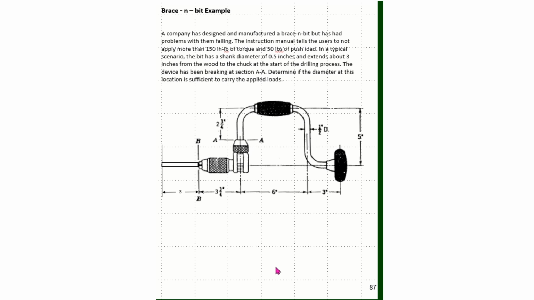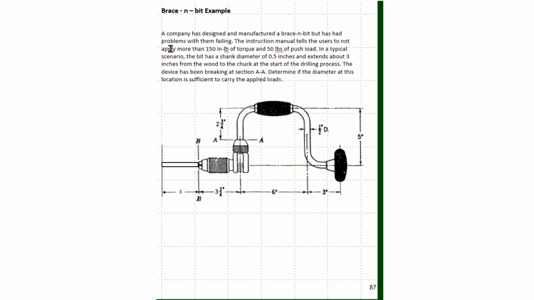We now want to look at another example of a combined loading problem. In this example, we're going to look at a bracing bit as shown here. A bracing bit is a device that is used to drill holes in materials that are usually soft. It's a hand-operated device, and it's operated by pushing here on the handle to apply a thrust while turning this part of the handle to generate a torque that will twist the drill bit and drill a hole.